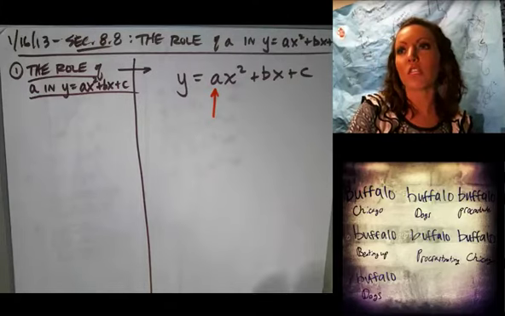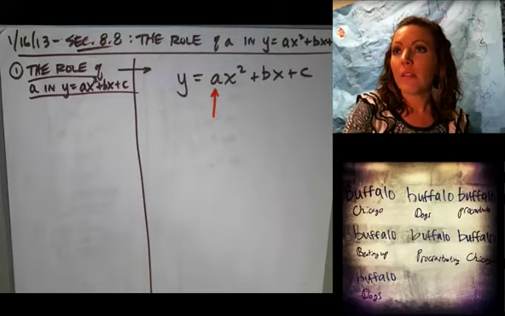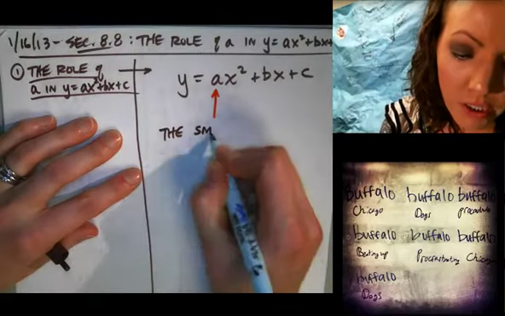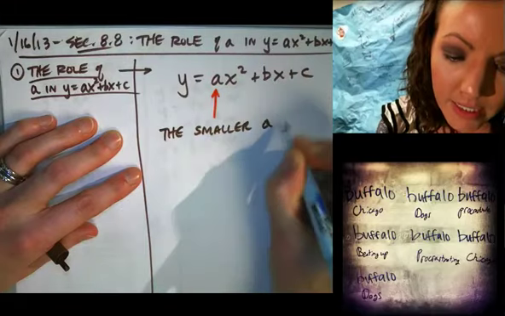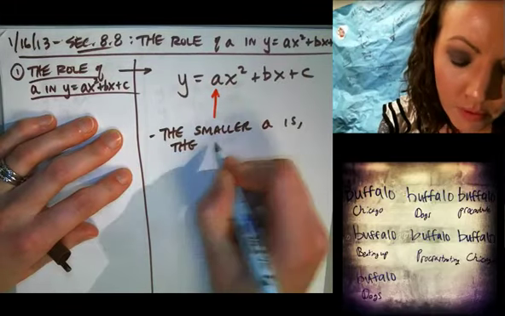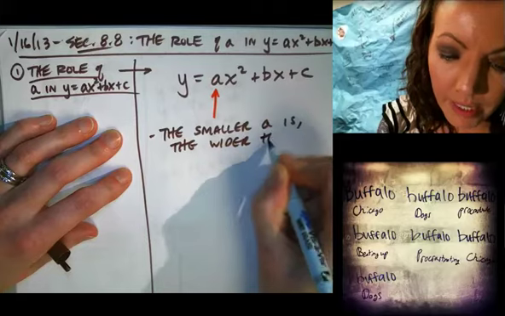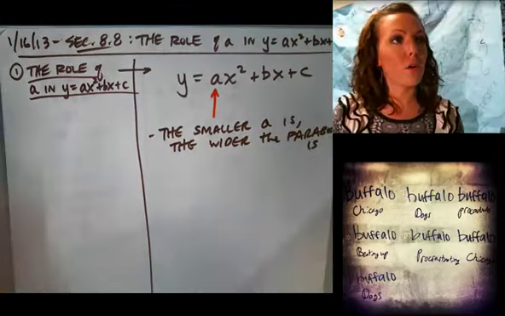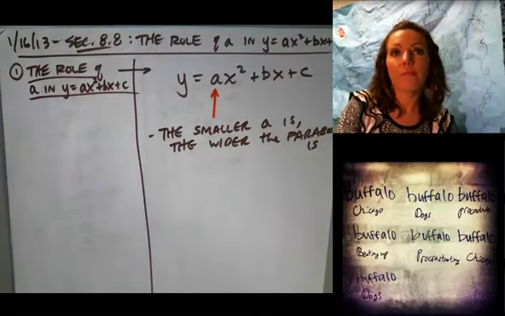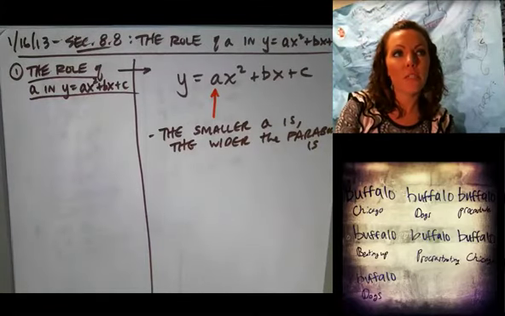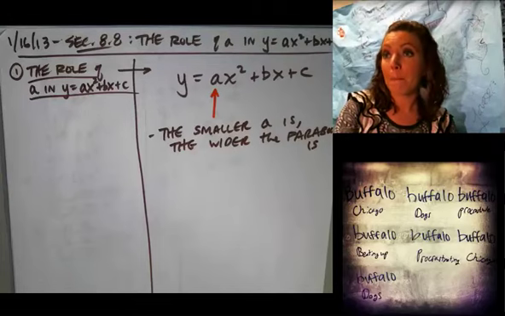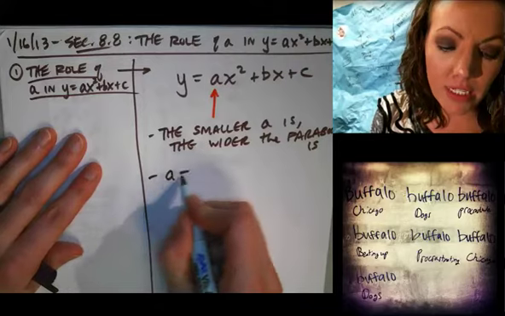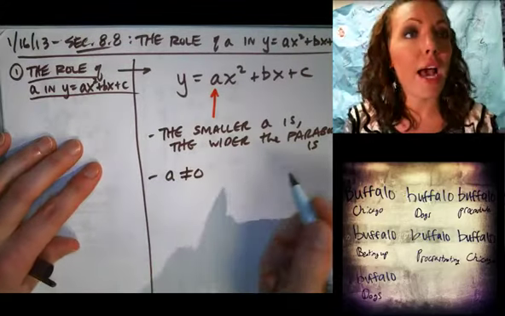Marcy. The smaller the number is, the wider the parabola becomes. Good. The smaller A is, the wider the parabola is, the wider or more open it is. Okay, what else? Anything else that you all noticed? Right, A cannot be 0, because if A equaled 0, we would not have a quadratic function. What else?